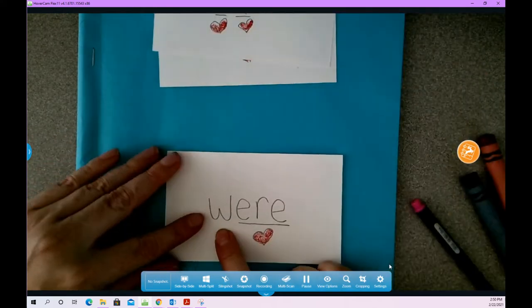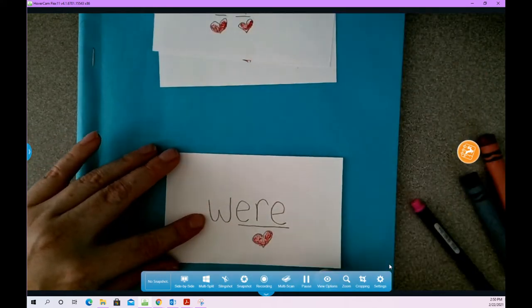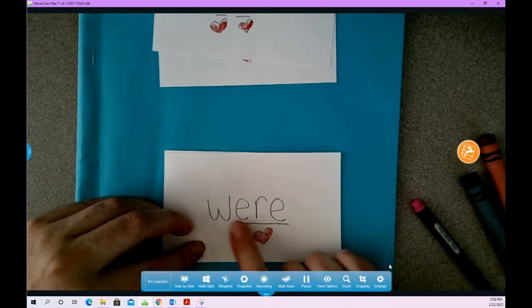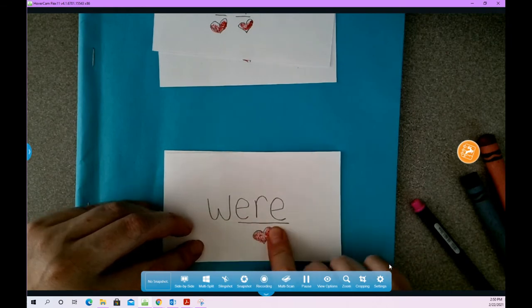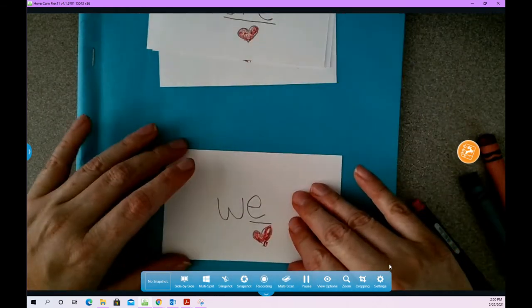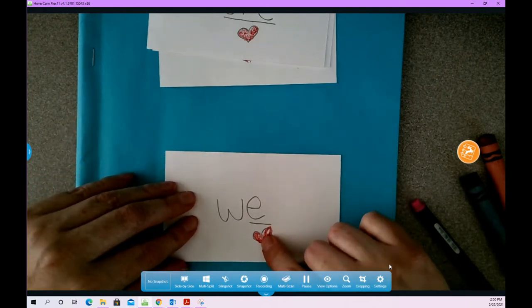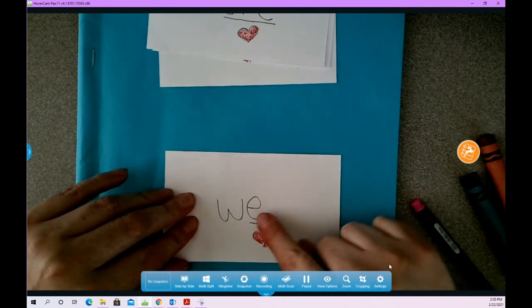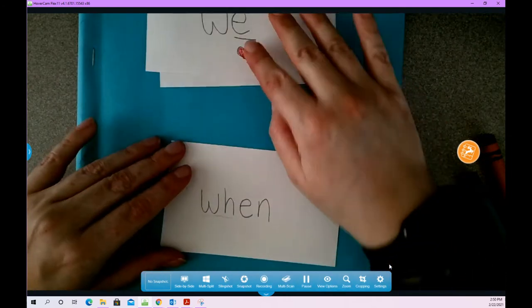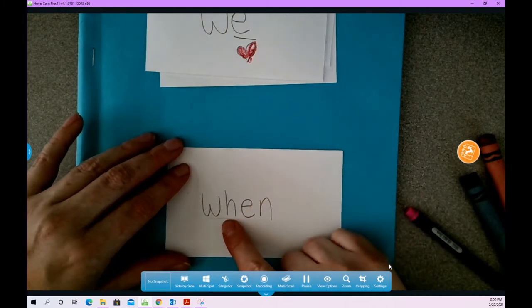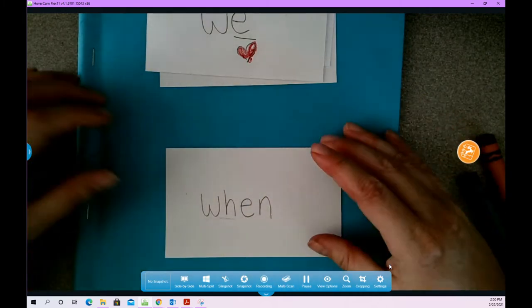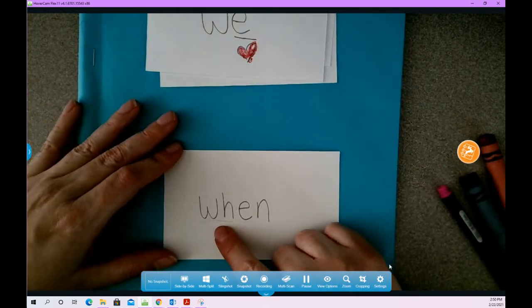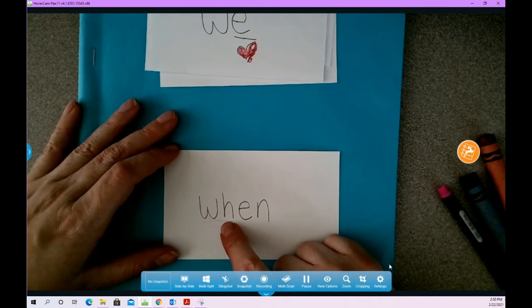Then we have were. The tricky part here is the E. Were. And then we have the word we. The tricky part here is the E. It doesn't sound like itself. We. And then we have the word when. The tricky part, well, there is no tricky part here. It is when. We know that the W and the H sounds like w.